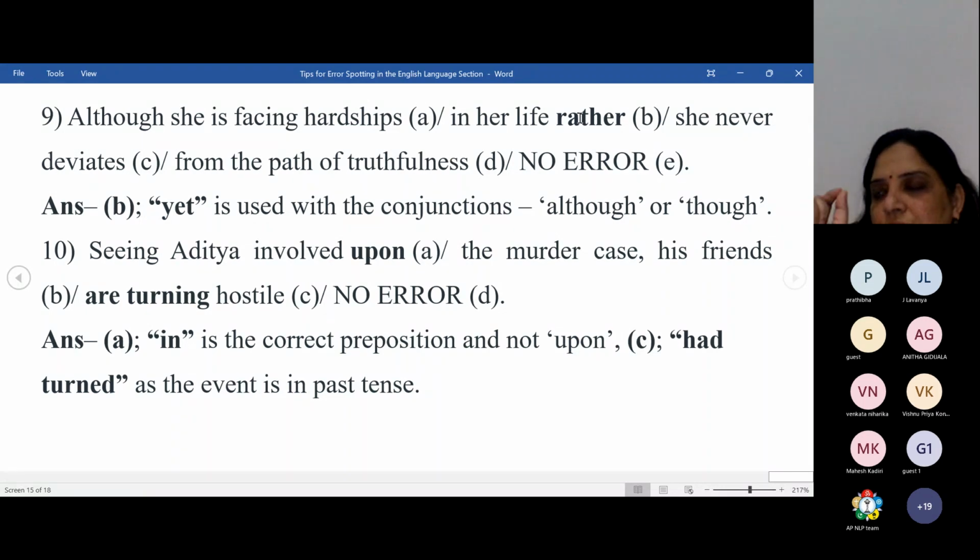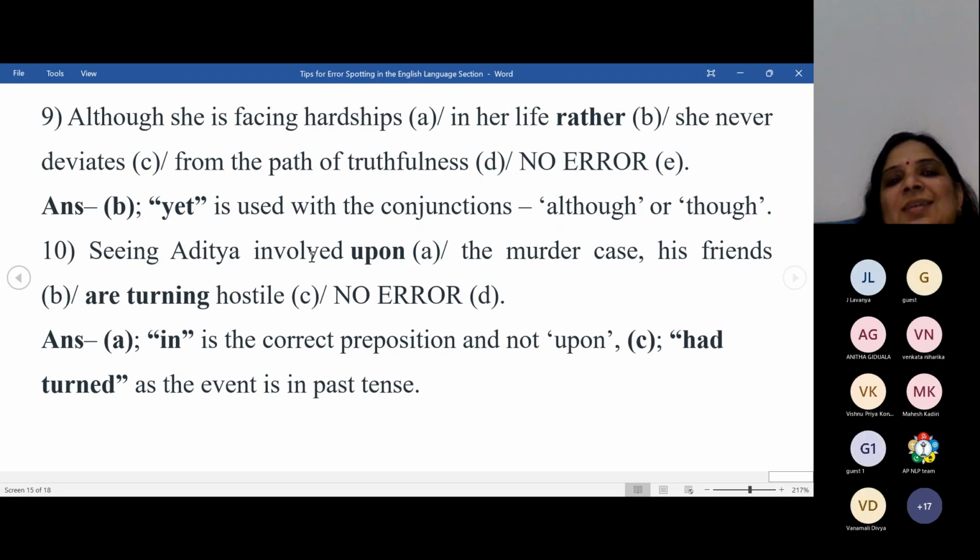I know that you all know this, so this is okay. Seeing Aditya involved upon the murder case, his friends are turning hostile. Is it correct? No, somebody is involved in a case, not upon the case. That is wrong. Seeing Aditya involved in the murder case, his friends are turning. Why is are turning wrong here? Because the first part, involved, is past tense, so the second part also has to be past tense. So his friends turned or had turned hostile. The second half will also be past.